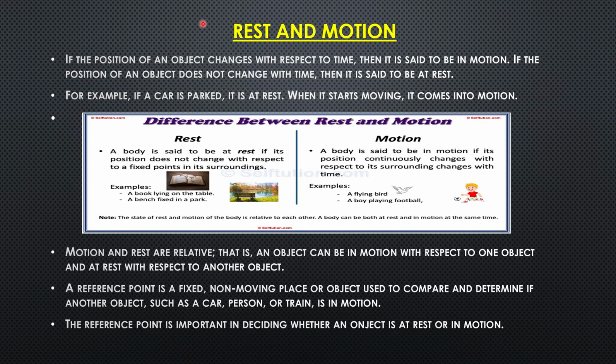Rest and motion. If the position of an object changes with respect to time, then it is said to be in motion. But if the position of an object does not change with time, then it is said to be at rest. For example, if a car is parked, it is at rest. But when it starts moving, we will say that it is in motion.